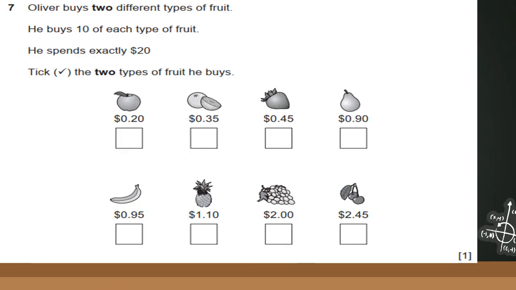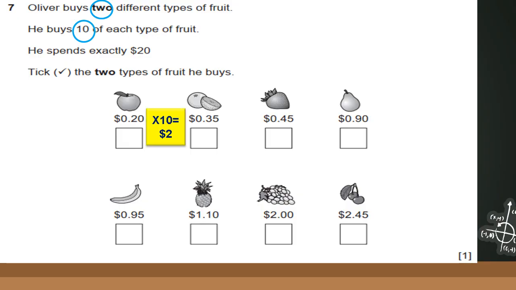Choose different types of fruit. He buys 10 of each type of fruit. He spends exactly $20. In this question, we are saying 2 different types and also 10 of each type, and he spent exactly $20. So we need to multiply each fruit price by 10.